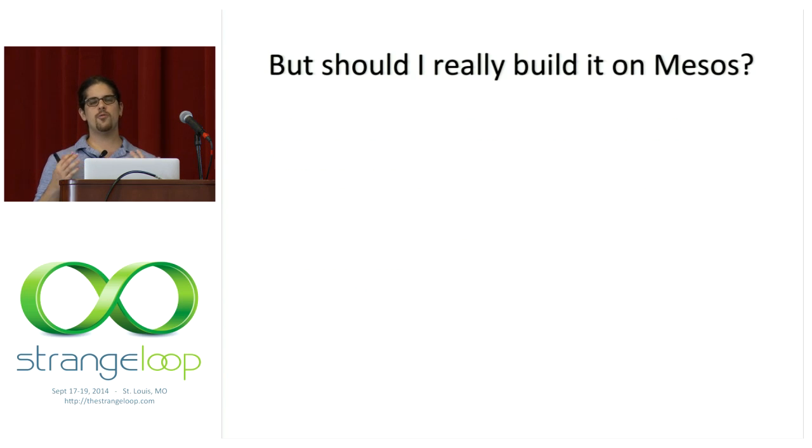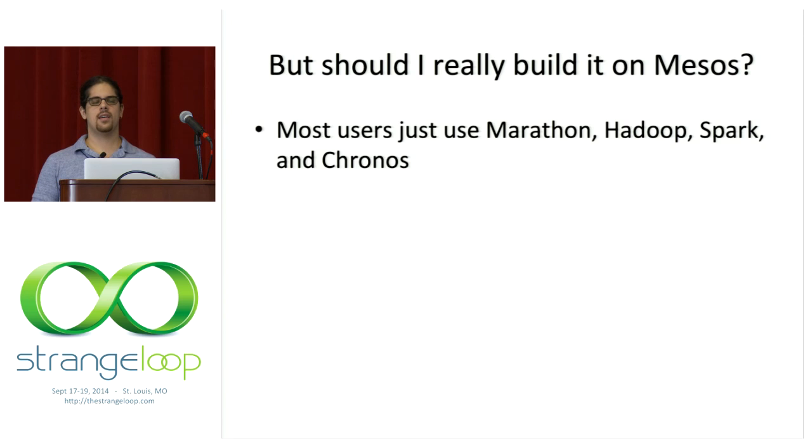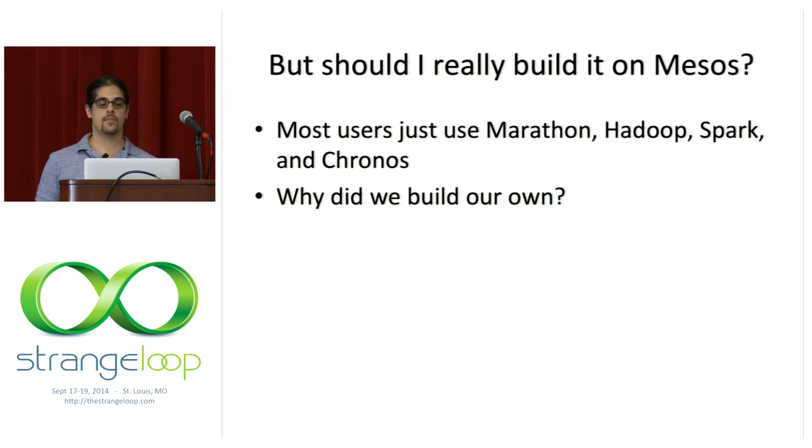But should you really build it on Mesos? Something like 95% of Mesos users are only using Marathon, Hadoop, Spark, and Chronos. They want their platform as a service, their big data pipeline, their scheduled jobs. For the most part, this is really all that everybody's doing. So why did we build our own at 2 Sigma?